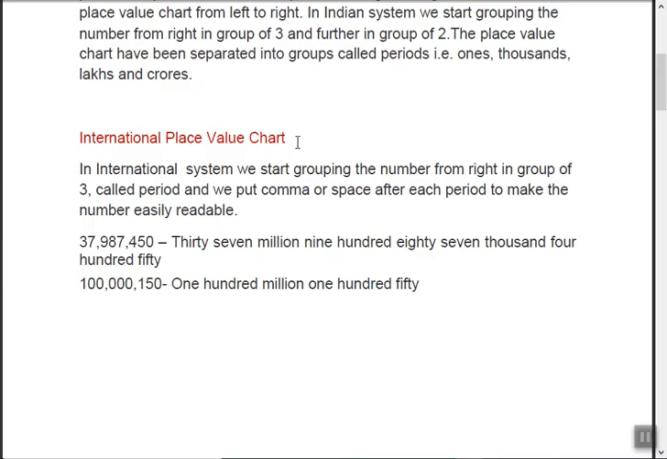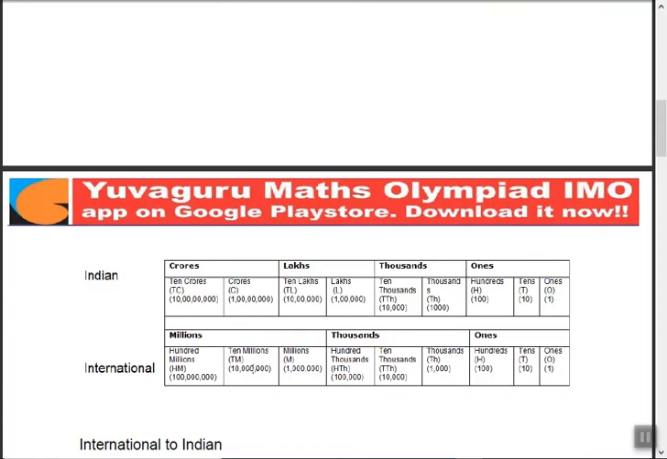Let's check the international place value chart. In the international place system, we start grouping the number from the right in groups of 3, called periods, and we put commas or space after each period to make the number easily readable. See this, international. Here it's very simple to remember. In Indian we have 3-2-2-2, in international nothing else, only 3-3-3-3, everywhere 3.